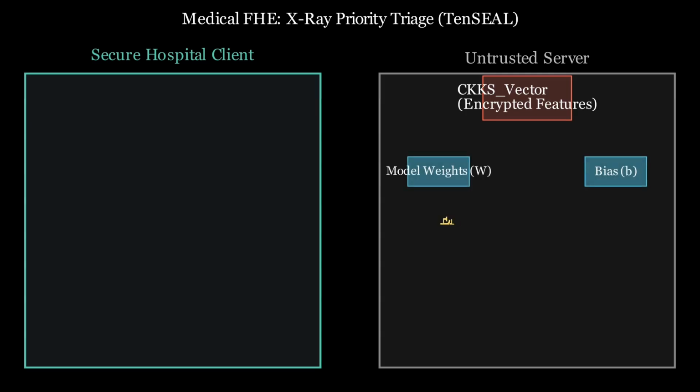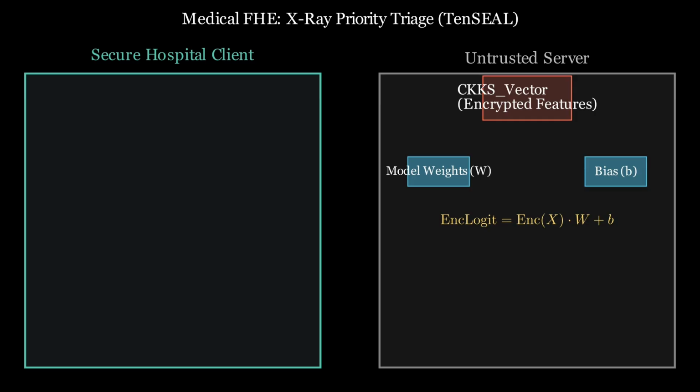The encrypted X-ray features have safely arrived at the untrusted cloud server. The server holds a pre-trained linear triage model, represented here by the plaintext model weights and the bias value. In a standard machine learning pipeline, generating a diagnostic prediction involves calculating the dot product of the input features and the weights, followed by adding the bias.